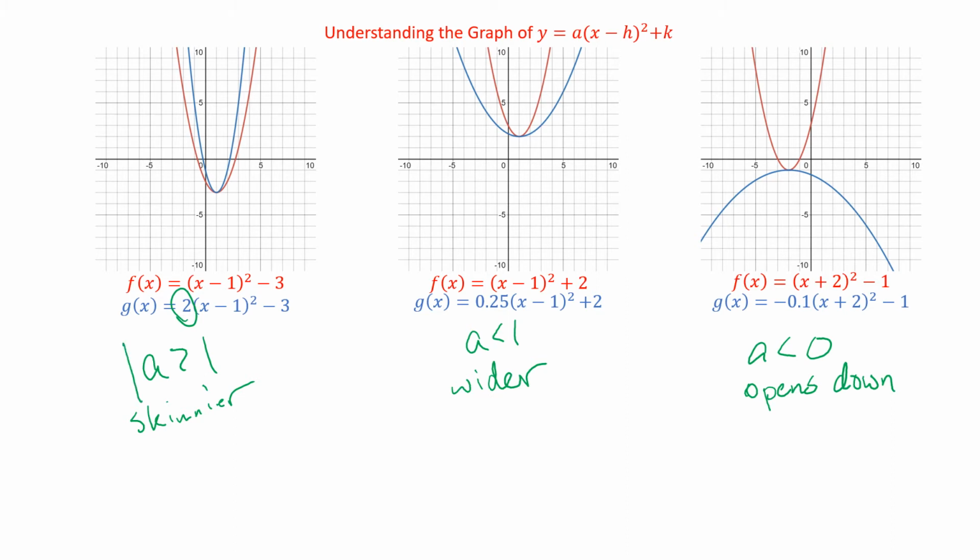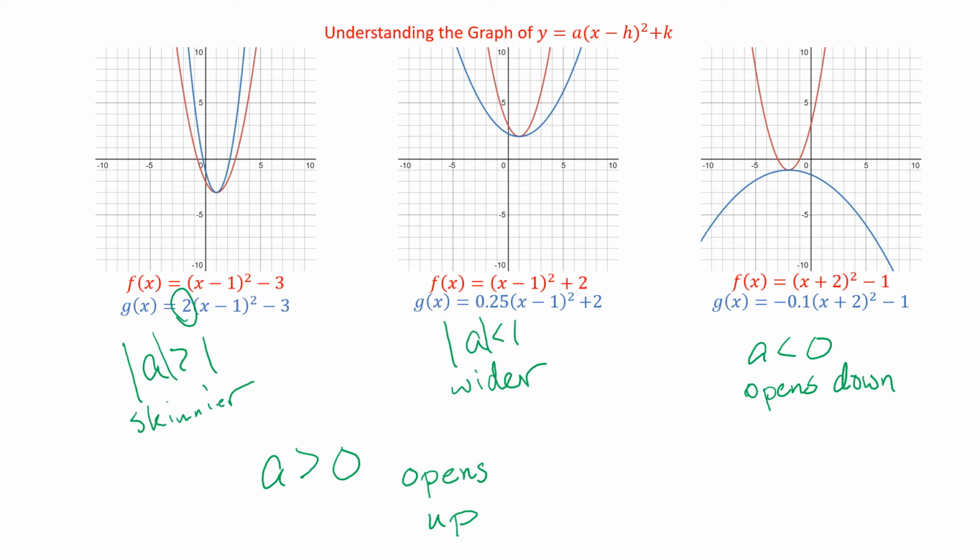So we could add absolute values to these. We don't need to worry about the positive or negative sign when we're thinking about whether it's skinnier or wider. It's just either less than 1 or greater than 1, the absolute value of it. The sign, the positive or negative, when it's less than 0, it opens down. When a is greater than 0, it opens up. So that's what the a value does.